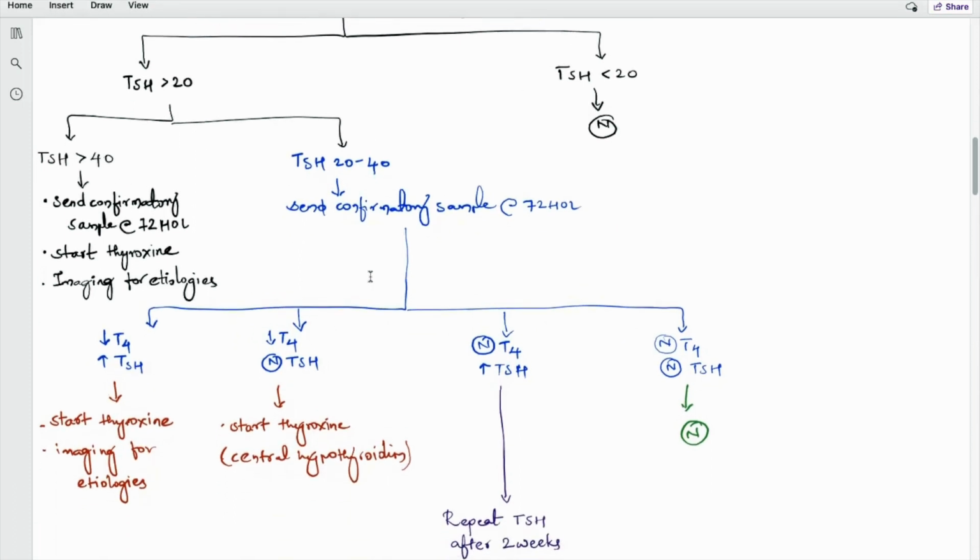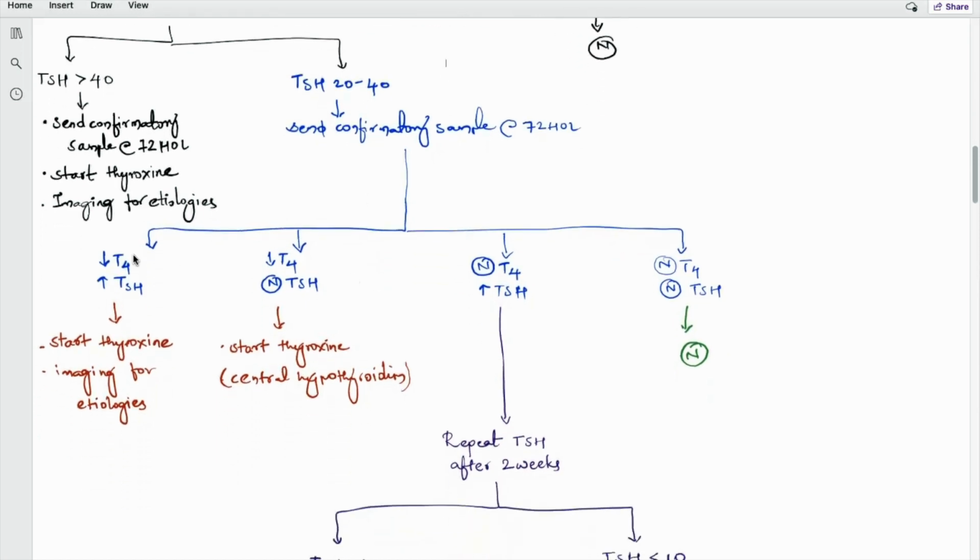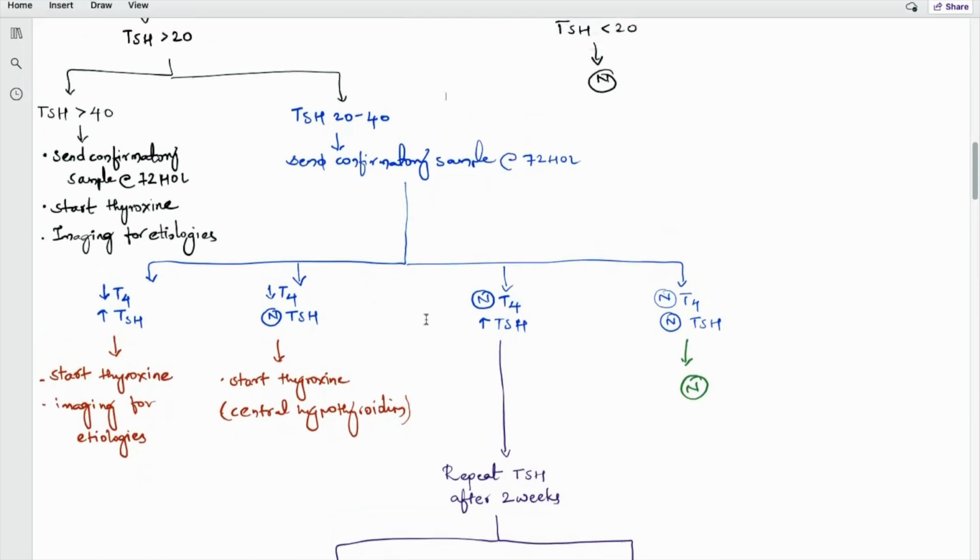After sending the 72 hour of life confirmatory sample, if T4 is low and TSH is high, then we should start thyroxine and we should do imaging for the etiologies. And if it is low T4 and normal TSH, we should straight away start thyroxine, and this is due to central hypothyroidism.